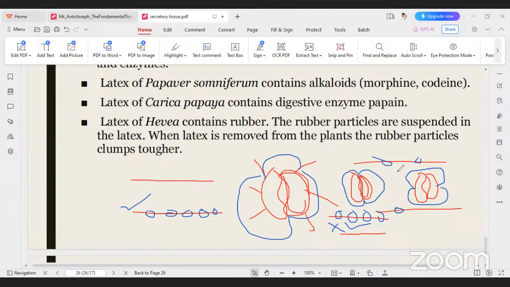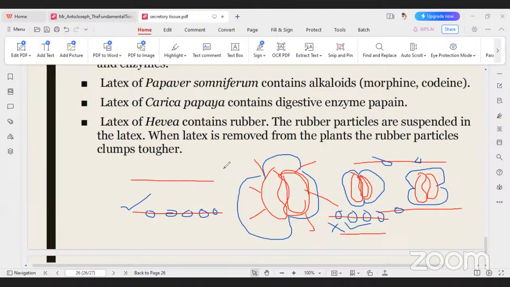Unicellular, it is made up of one cell. Uniseriate, only a series of cells arranged one above the other. Biseriate, two series. That's it. This is about the epidermal tissue system. And another one is the fundamental tissue system, the ground tissue system. What is present in the fundamental tissue system, the ground tissue system, internally?